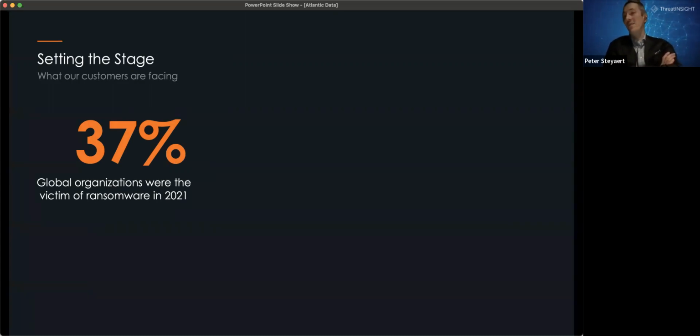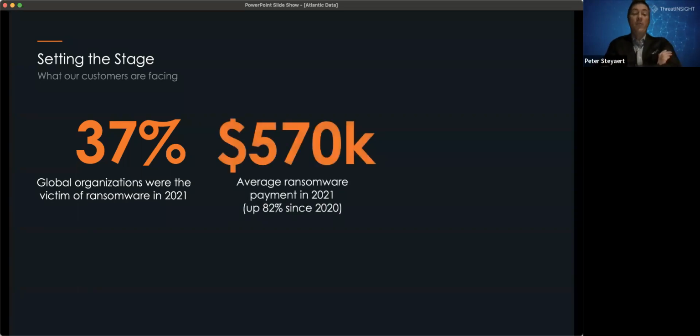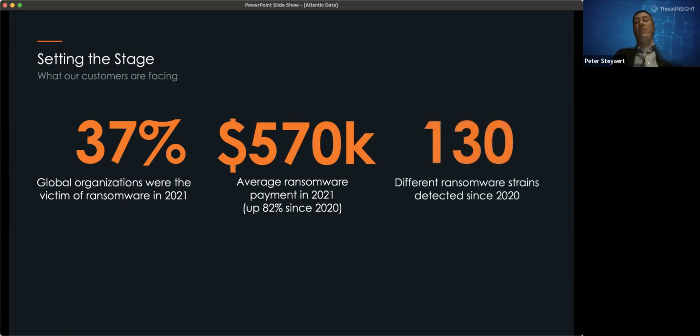Now, this is only information that's been reported, so who knows what the actual number is? It's probably much higher than that. Going further, the average ransomware payout was $570,000, and that's up 82% since 2020. It's key to understand that these payments are getting larger because of the shift in the way ransomware is working today. And just since 2020, we've had 130 different strains of ransomware detected.